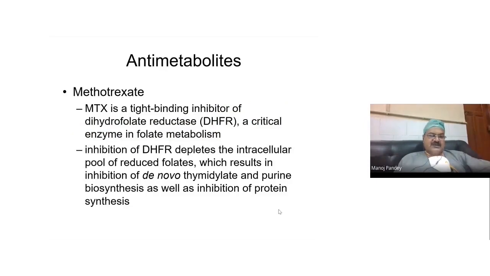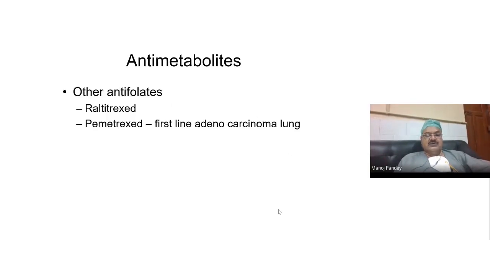The next class of drugs is called antimetabolites. These are the drugs which interfere with folate metabolism. The first drug is methotrexate, which basically inhibits the dihydrofolate reductase enzyme, and this leads to reduction in the level of folate inside the cells and hinders the cell cycle. Other antifolates are raltitrexed and pemetrexed.